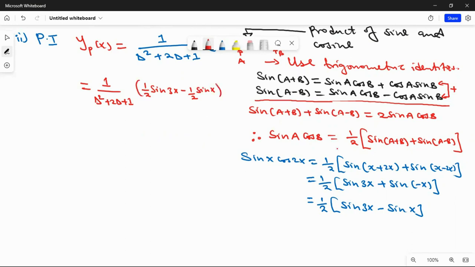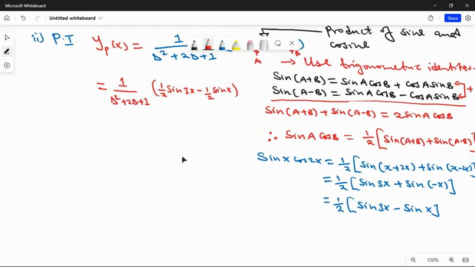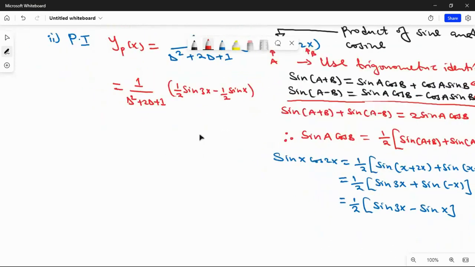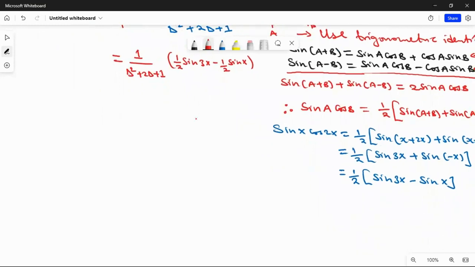And so these are two terms, so we can split that inverse D operator so that you can operate on each and every function. So this you can as well write as 1 over D squared plus 2D plus 1 operating on 1 over 2 sine 3x, then minus 1 over D squared plus 2D plus 1 operating on 1 over 2 sine x. So what do we get here? Let me separate this.